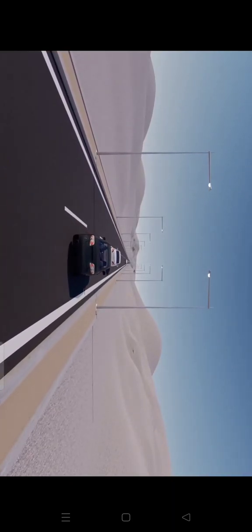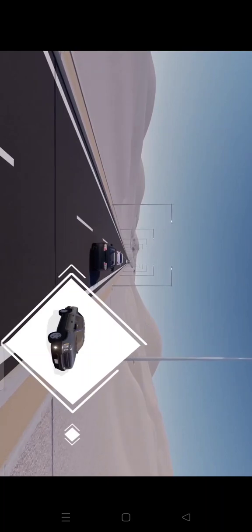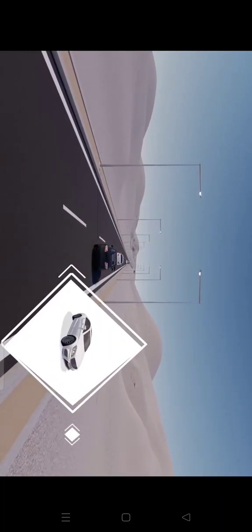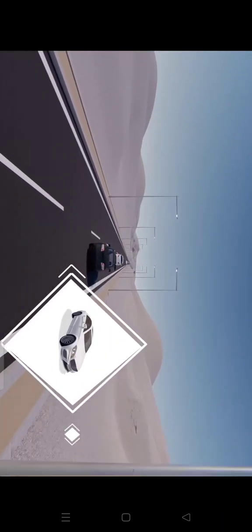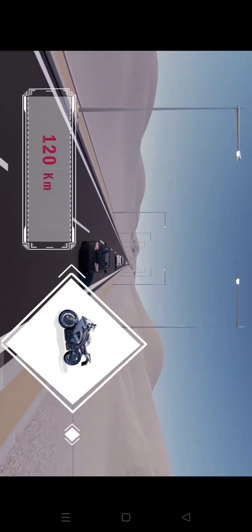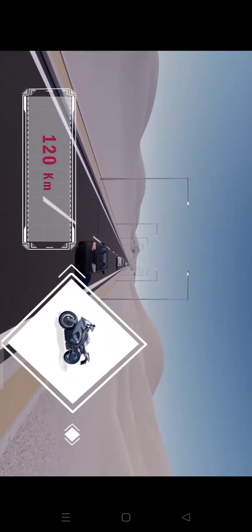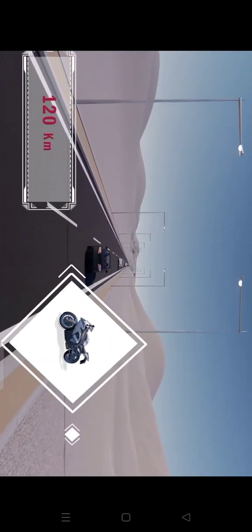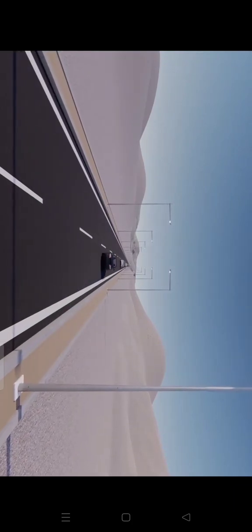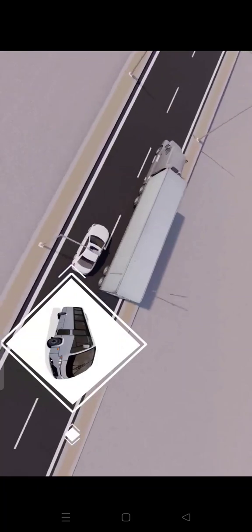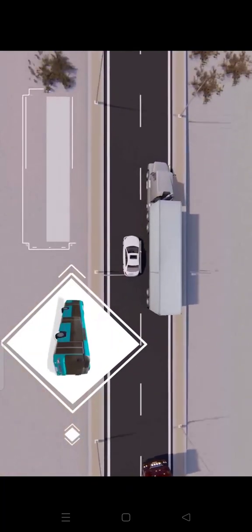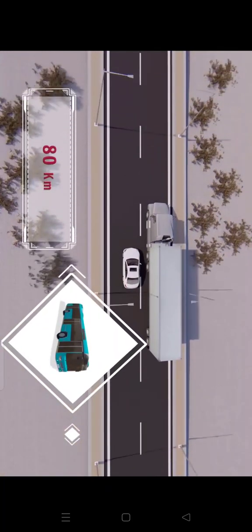External roads. The maximum speed limit for passenger cars, taxis, rent cars, tourist cars and motorcycles on external roads is 120 kilometers per hour. The maximum speed limit for other motor vehicles on external roads is 80 kilometers per hour.